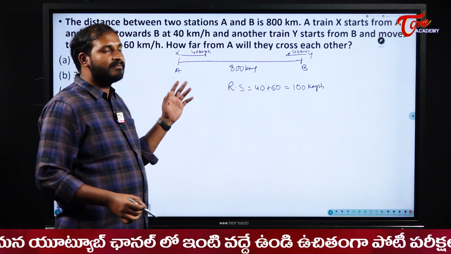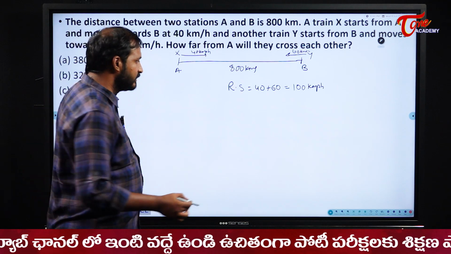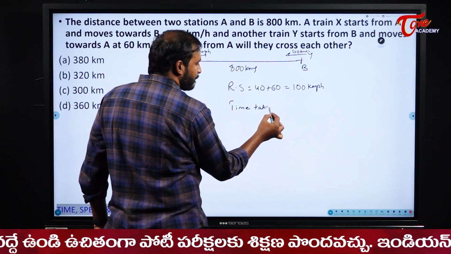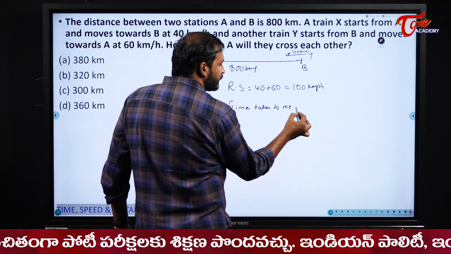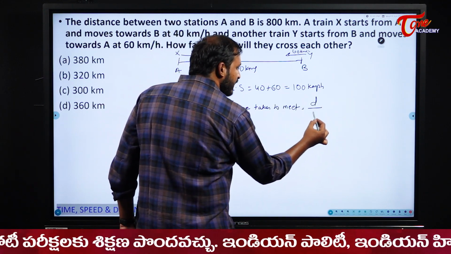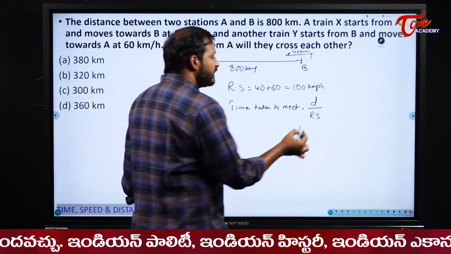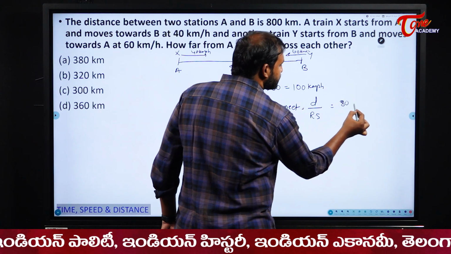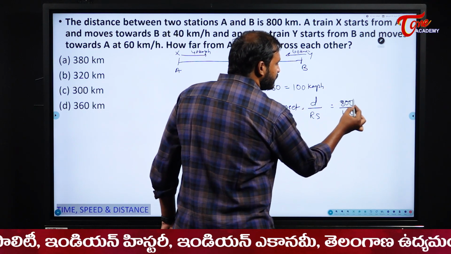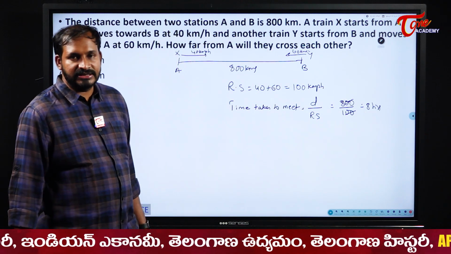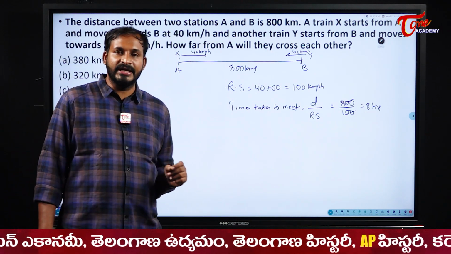Now the time taken by both X and Y to meet. Time taken to meet is equal to distance by relative speed. Instead of speed, here we will have relative speed. So distance is what here? 800 kilometers and the relative speed is here 100. So what it becomes? 8 hours of time. That means after 8 hours of the start of their journey, they both will meet each other.